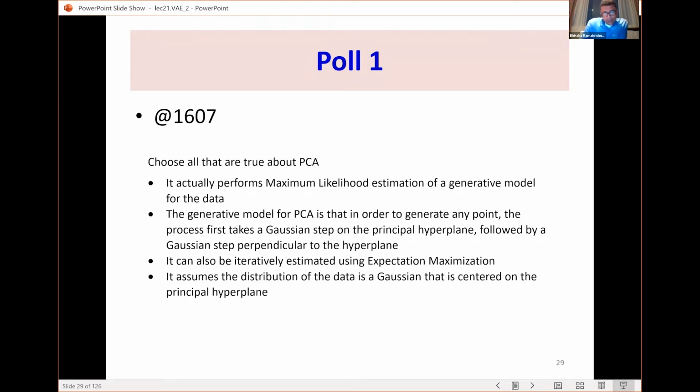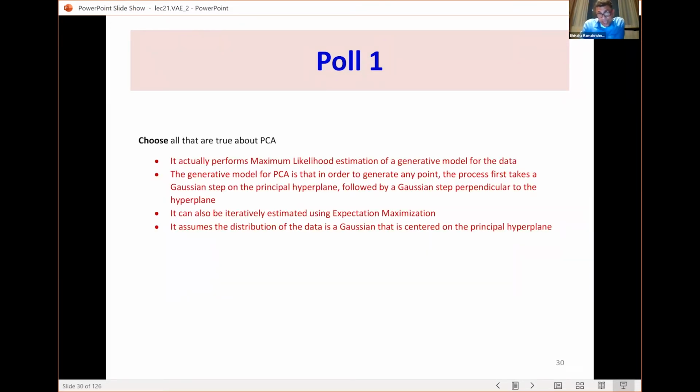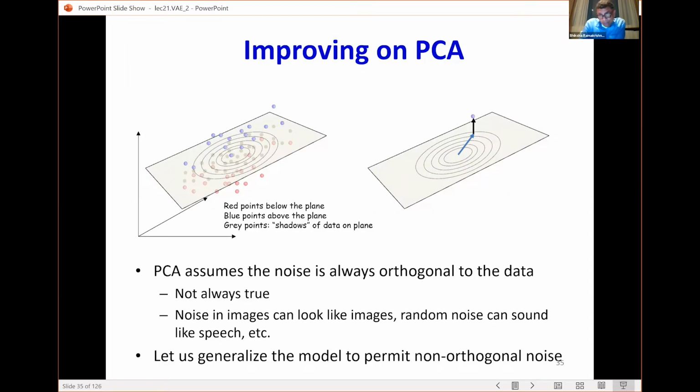Okay. Is this first statement true? The second one, third, and the fourth, basically all are true, right? PCA actually performs maximum likelihood estimation of a generative model for the data. But the generative model is that in order to generate any point, the process first takes a Gaussian step on the principal hyperplane, followed by a Gaussian step perpendicular to the hyperplane. Because it's a generative model, it can be estimated using EM. And because everything is Gaussian, basically the distribution modeled by PCA is Gaussian, right?